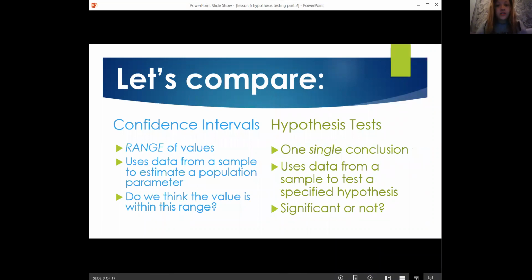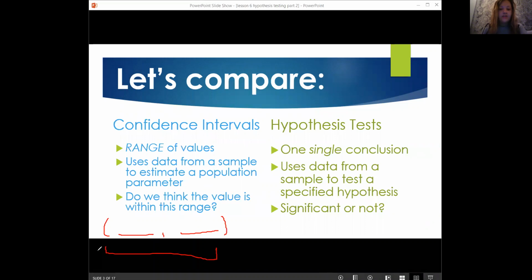So first, just to review, when we have a difference between confidence intervals and hypothesis tests, our confidence intervals are going to have our range of data. Remember, when we had our confidence intervals, we had a lower bound and an upper bound, and that's where it became a range. We had our lower bound, comma, upper bound, and we were saying that we're confident that it is between these two numbers. We have a certain percent confidence.